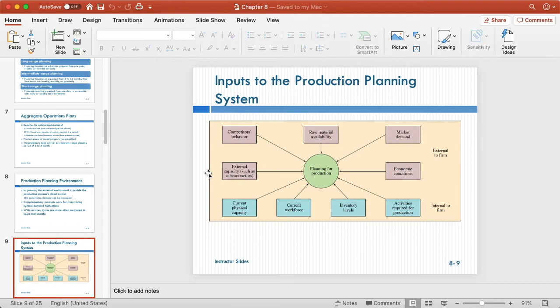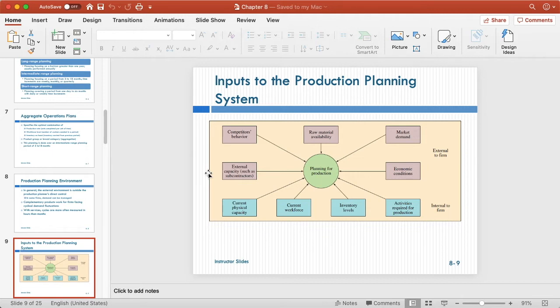Let's look at these different things. For external factors, there is competitive behavior and raw material availability, whether the raw material is available from your supplier, which is probably not under your control. How good is the market demand? How good are the overall economic conditions? And what is the external capacity? These are all outside factors that can impact your production planning.